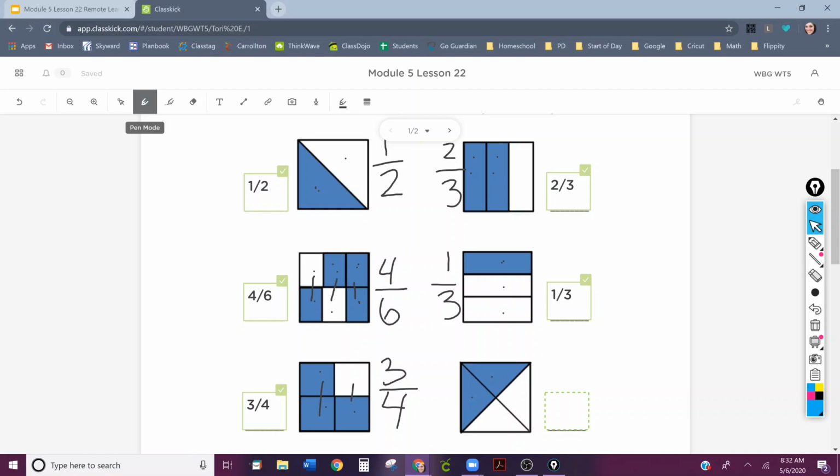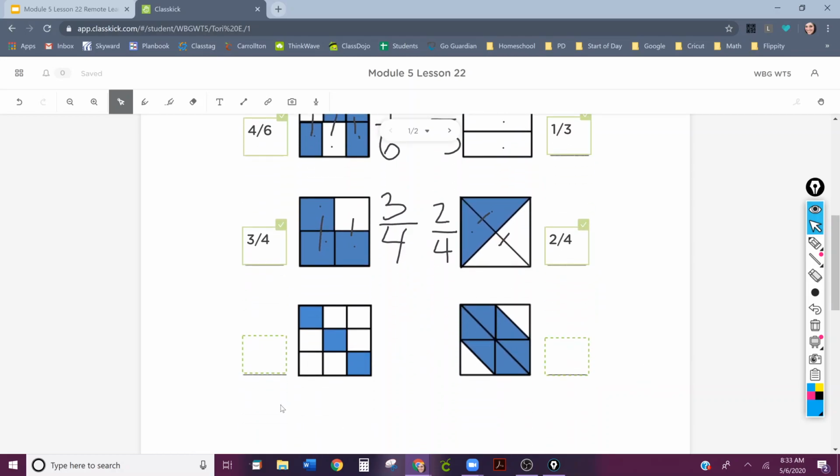Next one, 1, 2 pieces shaded out of 2, 4 pieces altogether. Notice how I'm trying to count my twos when I can, to make it a little bit faster for me. That fraction is 2/4. Next one, which should look very familiar. 1, 2, 3 pieces shaded out of, now I'm going to count by threes because I know they're rows of three. 3, 6, 9. That fraction is 3/9.